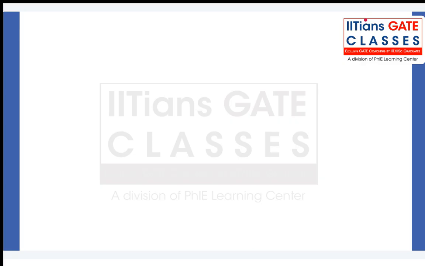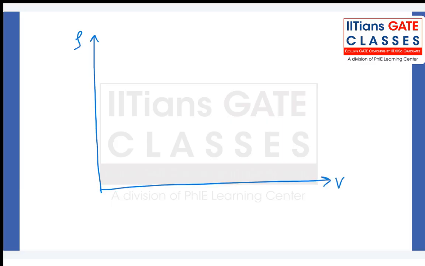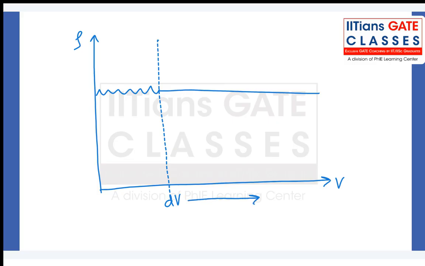So the continuum concept is explained with this curve. This y-axis is your density, x-axis is your volume of the substance. So if the volume of substance is very, very less, so this dV is the volume above which I can assume my system to be continuous.